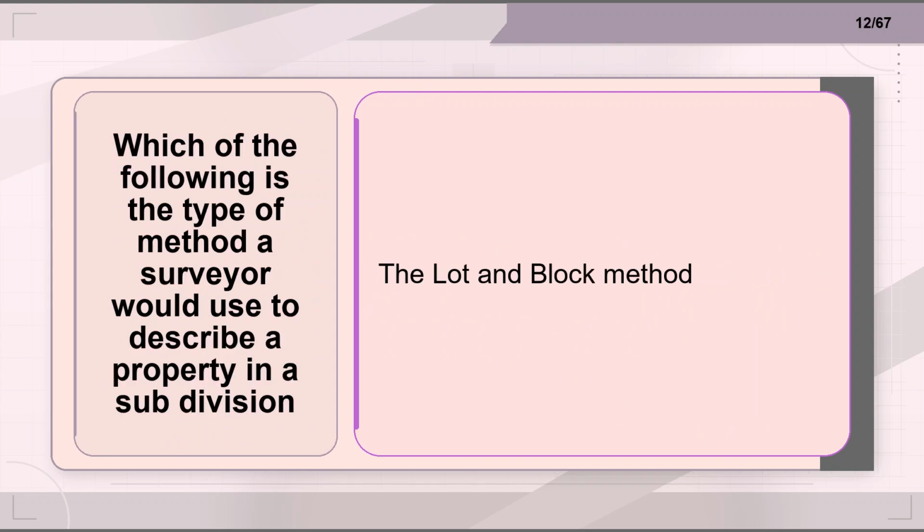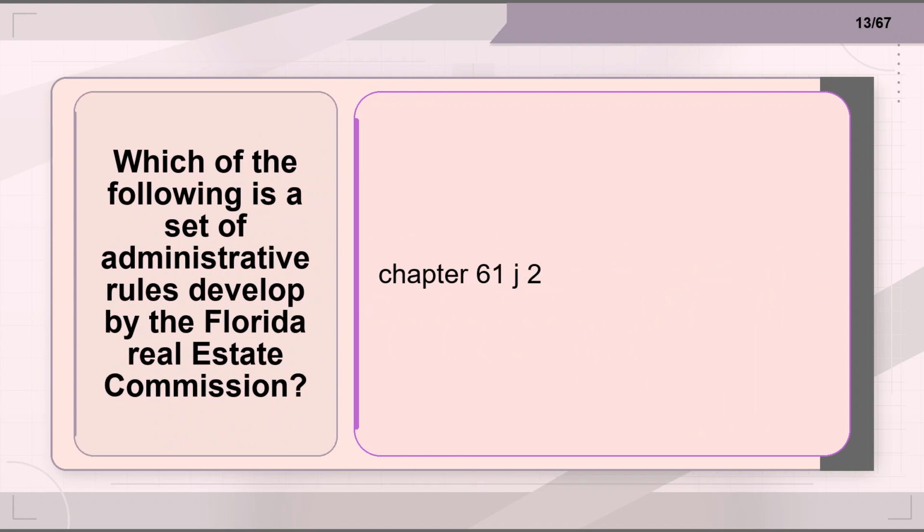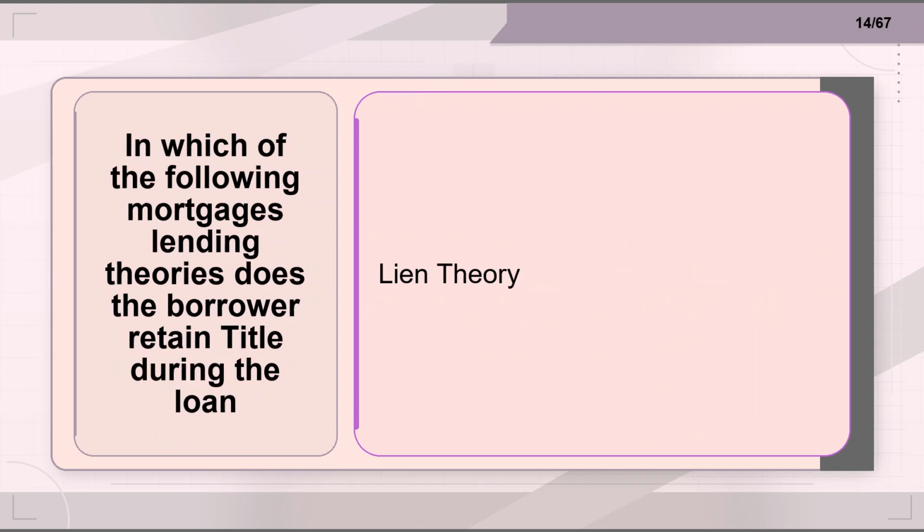Flashcard 12. Term. Which of the following is the type of method a surveyor would use to describe a property in a subdivision? Definition. The lot and block method. Flashcard 13. Term. Which of the following is a set of administrative rules developed by the Florida Real Estate Commission? Definition. Chapter 61J2.